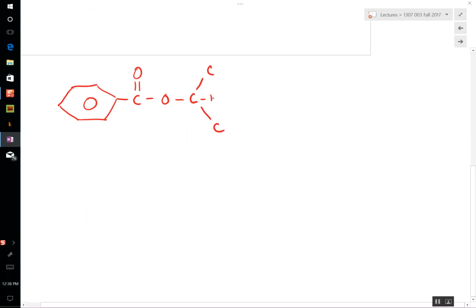Here's an ester. Did we look at the hydrolysis of that ester? No? We named it, but I'm not sure we went through the reaction. Okay, well, we named it. So the name of this is isopropyl benzoate.